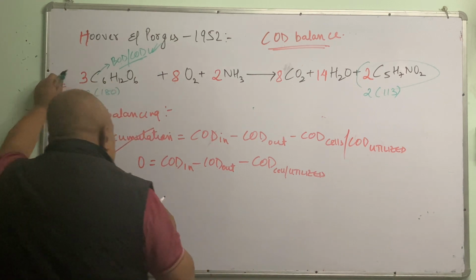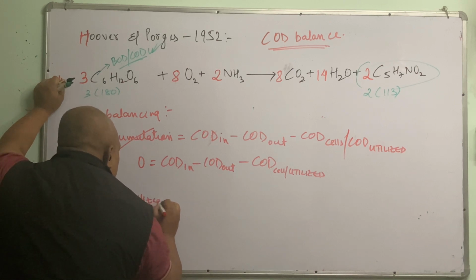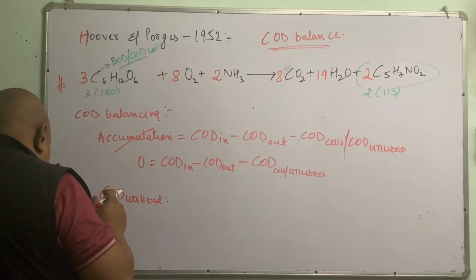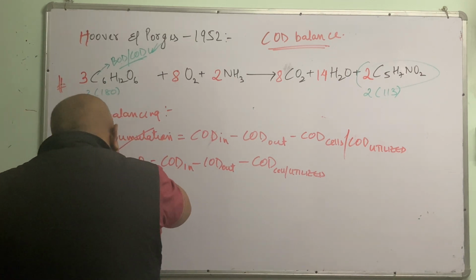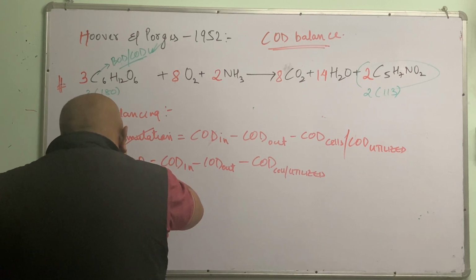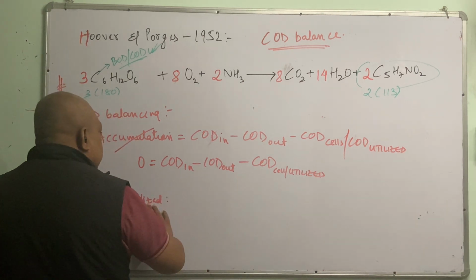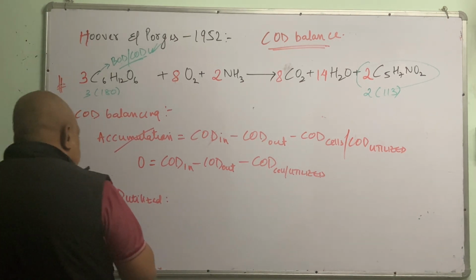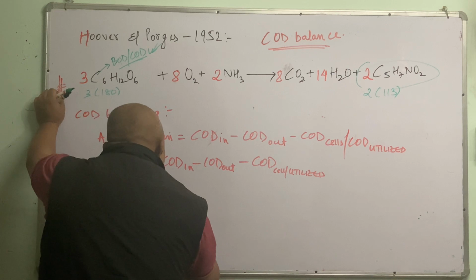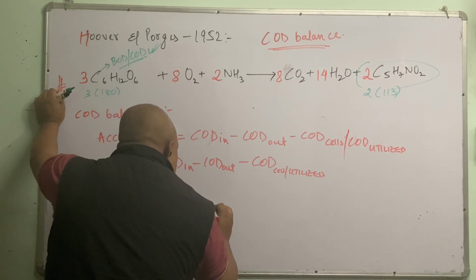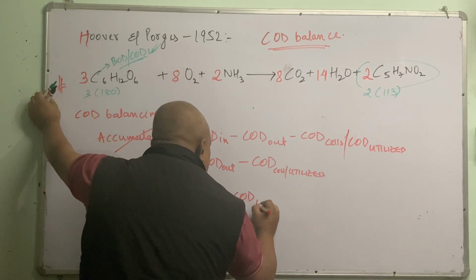Okay, now another one is COD utilized. Whatever COD is utilized, how much will this be? What happens is, whatever COD is consumed, it is consumed in the COD of cells, the new COD developed, as I said, plus the COD oxidized, correct?